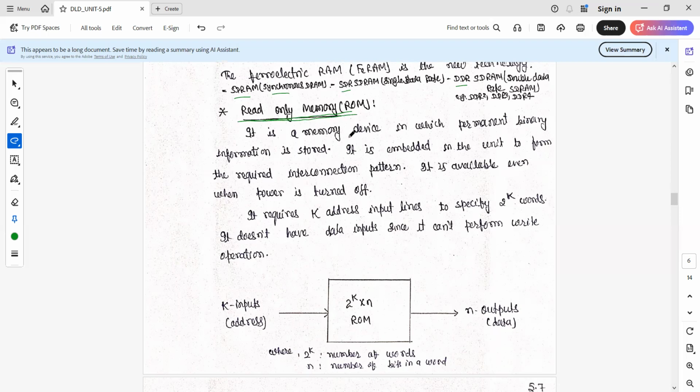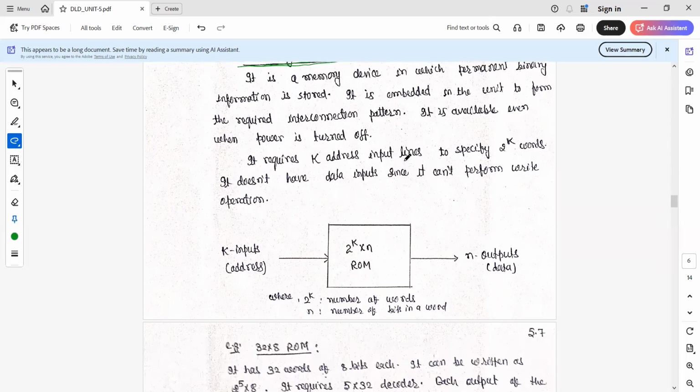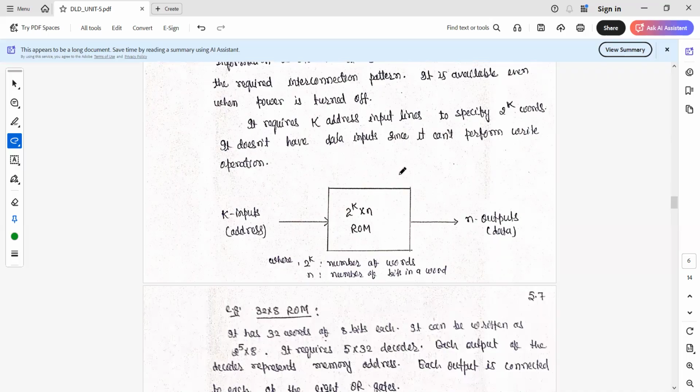In ROM, we can only perform the read operation, and it is a non-volatile type of memory. How are we going to design the ROM? If we are trying to design a ROM of size 2 to the power k cross n, we require an address that has k bits, and n is the number of outputs that give the data information. This ROM will be designed with the help of a decoder. Later we'll discuss more detail about this.